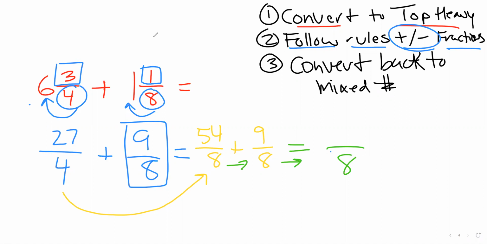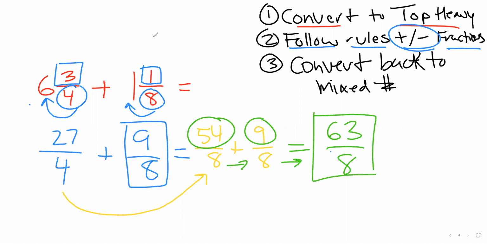The size of the piece doesn't change. And then I have 54 pieces plus 9 pieces, which would be 63 pieces. Ooh, almost done, because this is still top heavy. So now we're going to convert back to a mixed number. See all these cool steps I'm doing? It's just taking a while, no biggie.